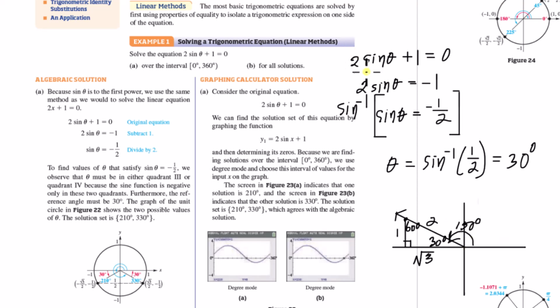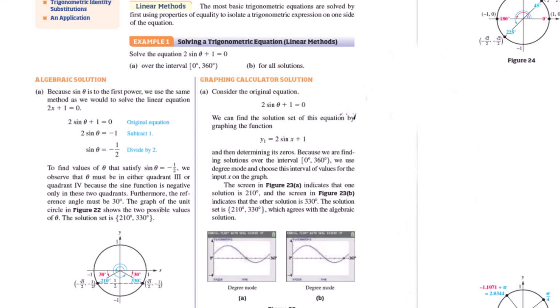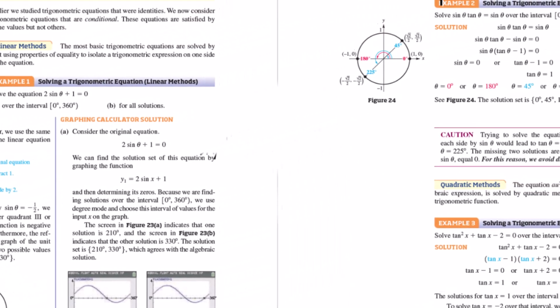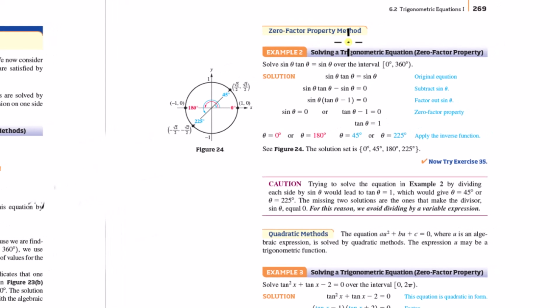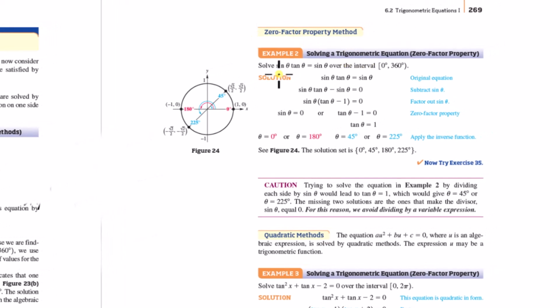You plug in 150 into this equation, it's going to be 2 times sine of 150 plus 1 is equal to 0. 2 times sine of 30 plus 1 is equal to 0. And then also any angle coterminal with either of those. Okay, so that was the linear method. Now we're looking at the zero factor property method. So solve sine theta times tangent theta is equal to sine theta over the interval from 0 to 360.